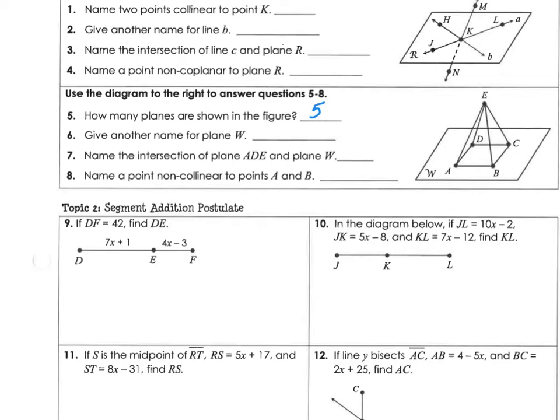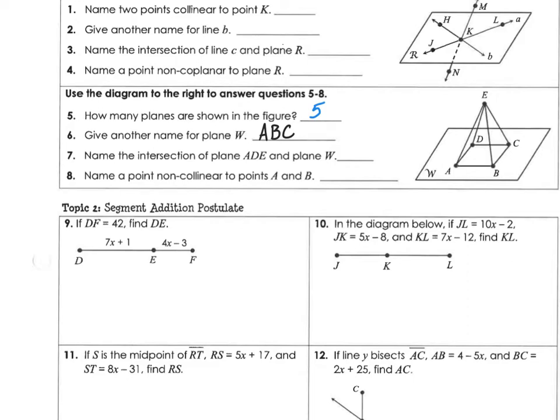Name another name for plane W. Remember, when you're naming a plane, you need 3 noncollinear points. So what are 3 points that we can name plane W? A, B, what? I need one more. A, B, C. So there's multiple answers to that one. You could name it ABD, you could name it ACD, any of those combinations of those 4 down there at the bottom.